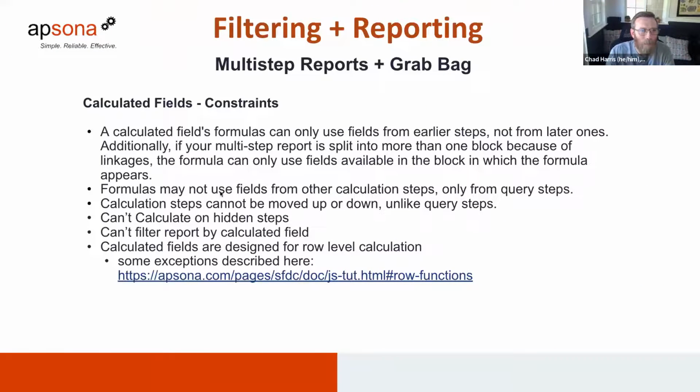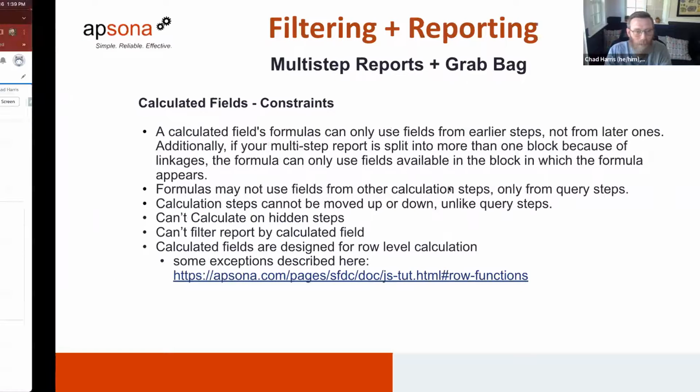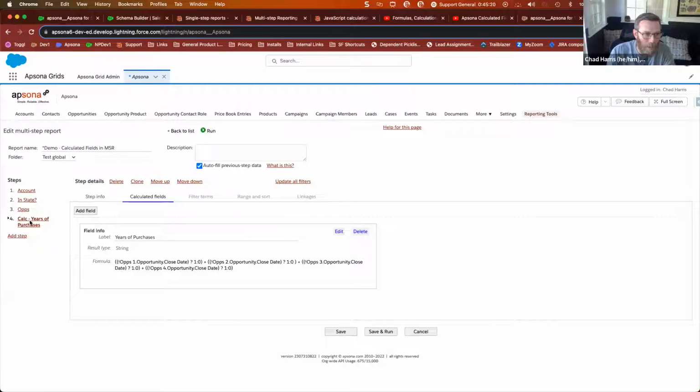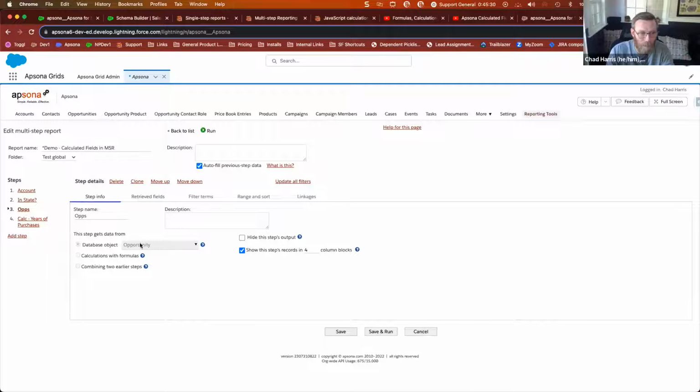Okay, formulas may not use fields from other calculated steps, only from query steps. So in this last calculated step, I cannot reference something in the previous calculated field step. You have to be accessing steps that are truly based on an object.